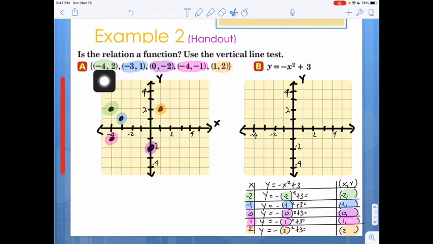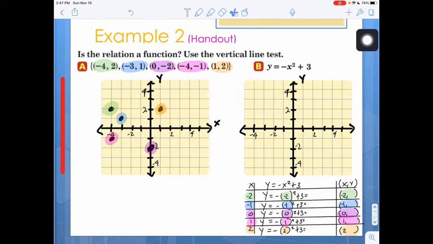For part A, we have negative 4, 2, so we're going to go to the left 4, up 2. Negative 3, 1 is to the left 3, up 1. 0, negative 2 means we go down 2. Negative 4, negative 1, go to the left 4, down 1. And 1, 2, you go to the right 1, up 2.